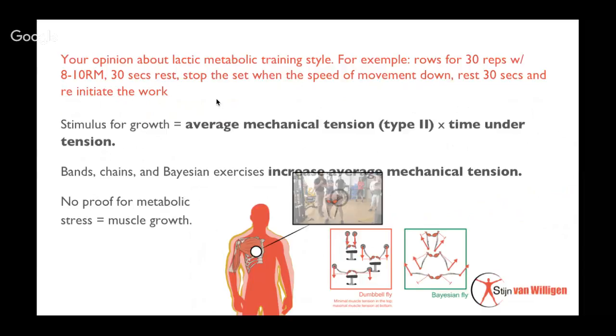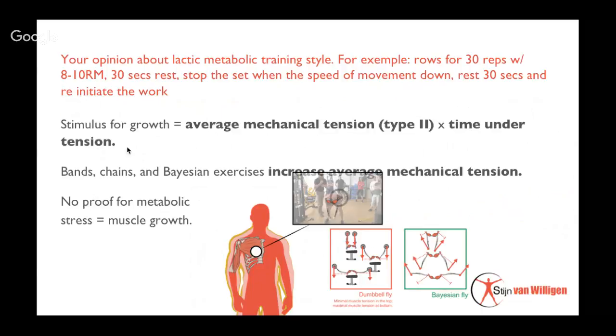Well, I'm not really a fan of lactic metabolic training style. I think it just beats around the bush, basically. The most important thing for muscle growth, the overlapping stimulus, basically, and I had a lot of talks with Henselmans about this too, is the average mechanical tension on type 2 fibers mostly, multiplied by the time under tension.